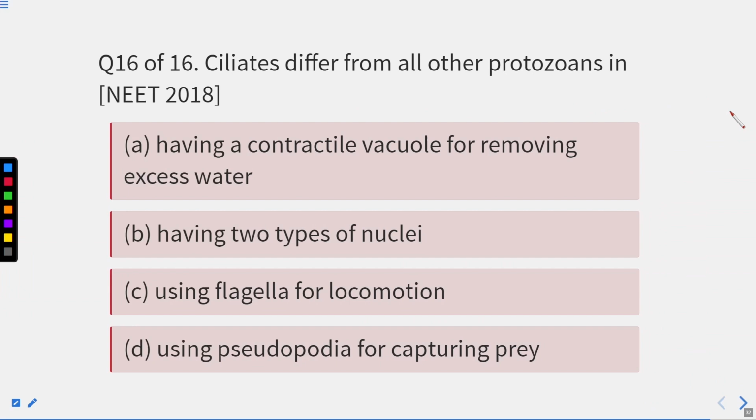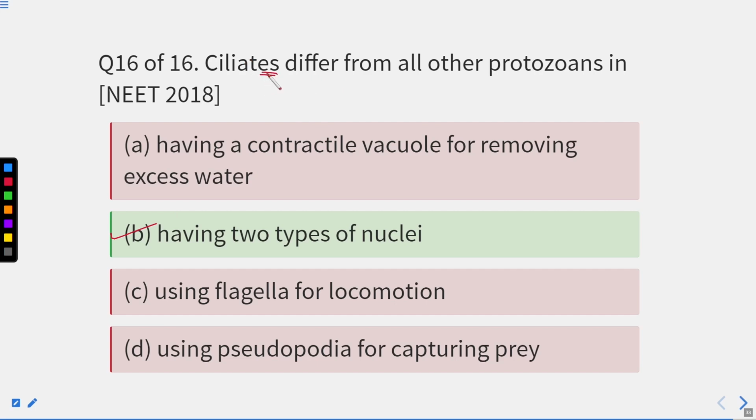Now coming to the last question: ciliates differ from all other protozoans in, first option, having a contractile vacuole for removing excess water. Next option is having two types of nuclei. Third option is using flagella for locomotion. And fourth option is using pseudopodia for capturing prey. I will give you the answer first. The answer is option B, having two types of nuclei.